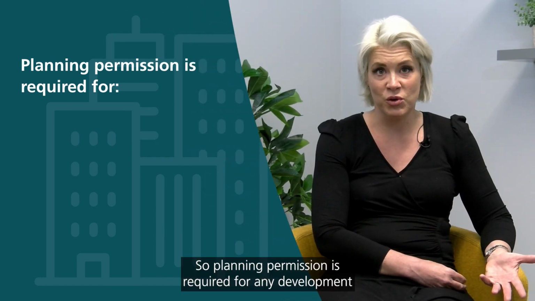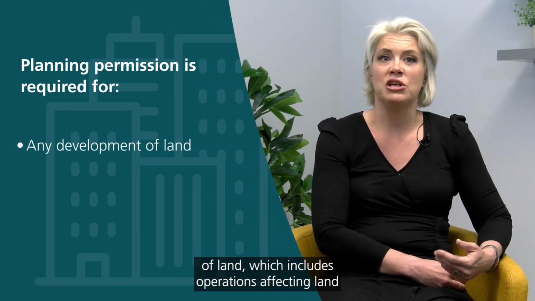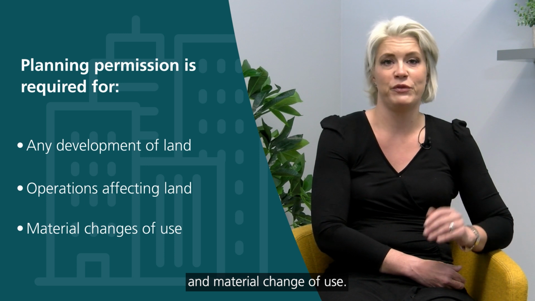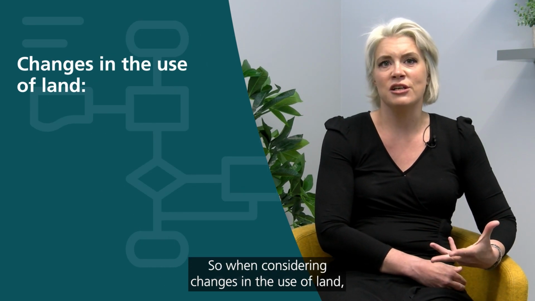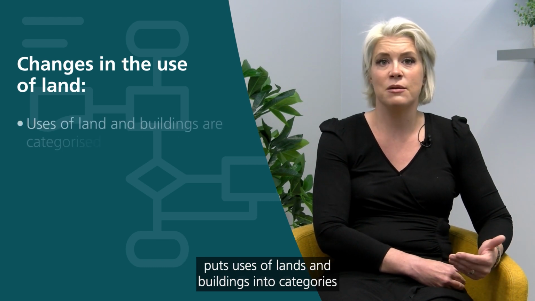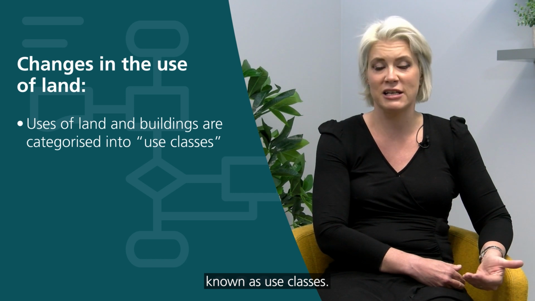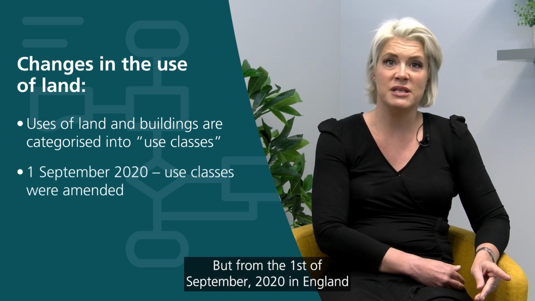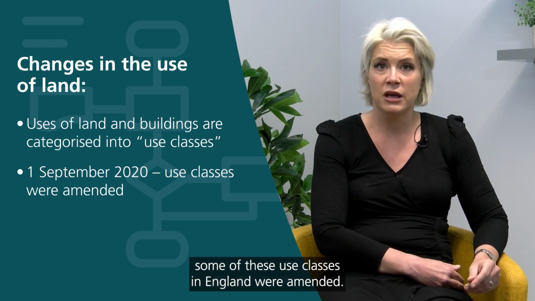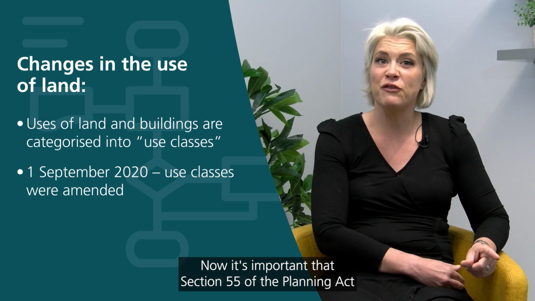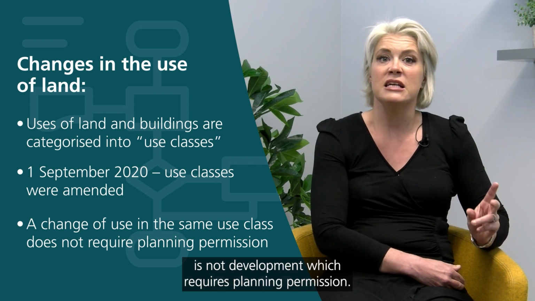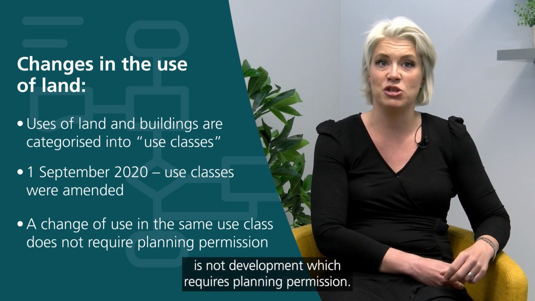So, planning permission is required for any development of land, which includes operations affecting land, and material change of use. When considering changes in the use of land, the Town and Country Planning Use Classes Order puts uses of land and buildings into categories known as use classes. But from the 1st of September 2020 in England, some of these use classes were amended. Now, it's important that Section 55 of the Planning Act confirms that any change of use within the same use class is not development which requires planning permission.